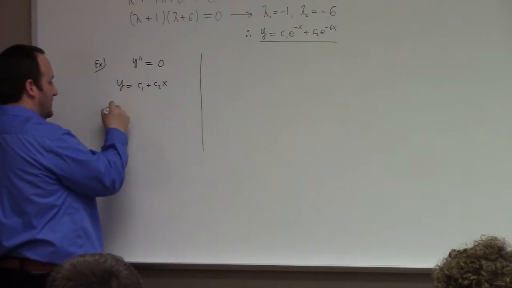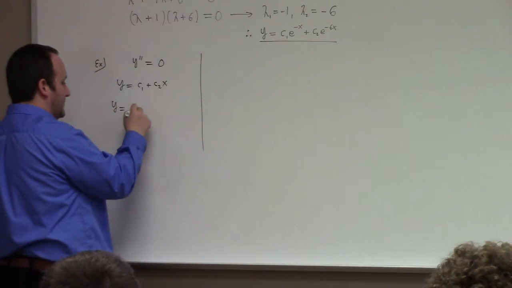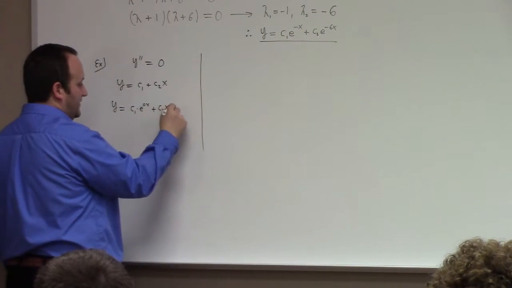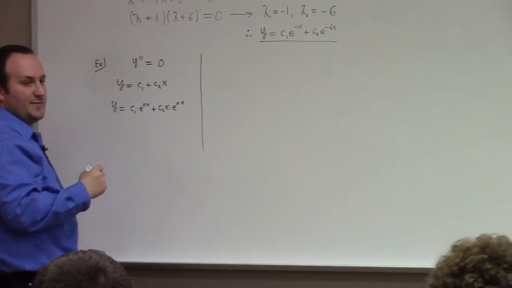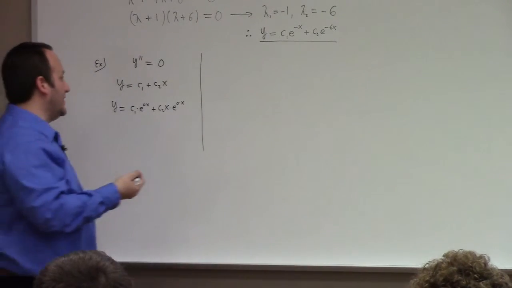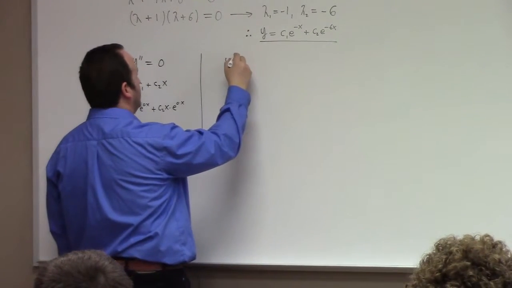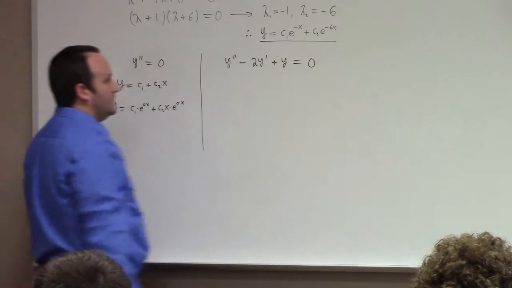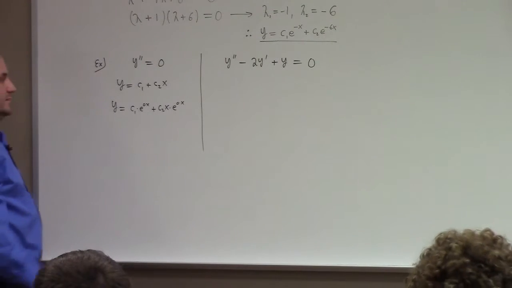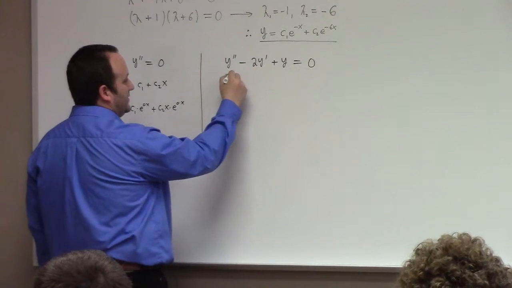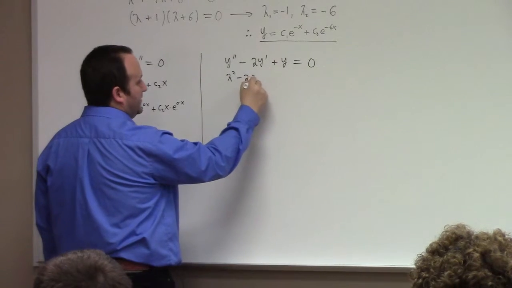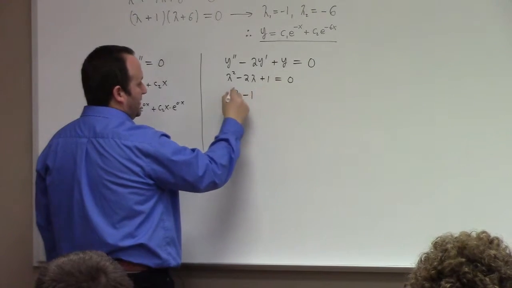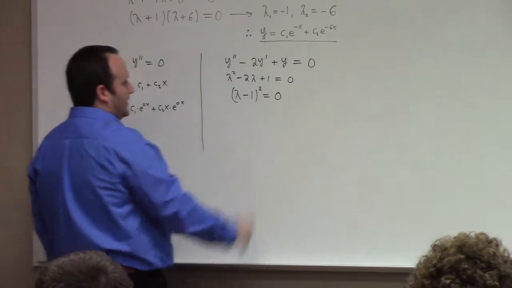And if you tilt your head and squint, you can see that's really c1 times e to the 0x plus c2x times e to the 0 times x, right? That's kind of a weird observation to make, but it's one you can make. Now, if I look at something else, like this one, y'' - 2y' + y = 0, it's a parallel problem here. This has characteristic equation lambda squared - 2 lambda + 1 = 0, or that's (lambda - 1) squared = 0.